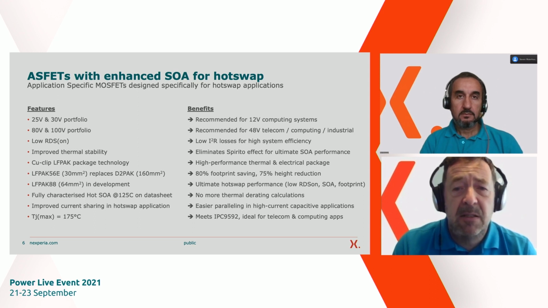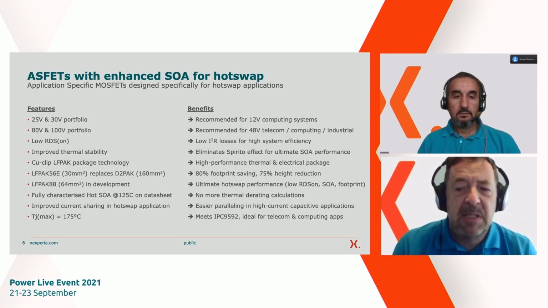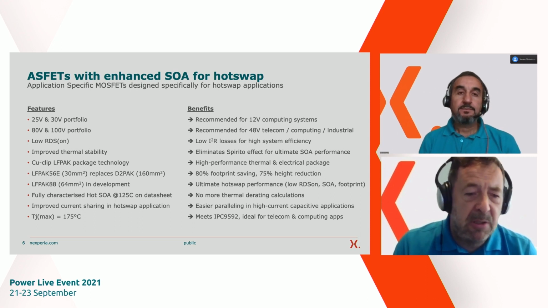We've got a TJ max of 175 degrees C, and that helps us meet the IPC-9592 requirement, which is derating. It's ideal for telecom and computer applications.